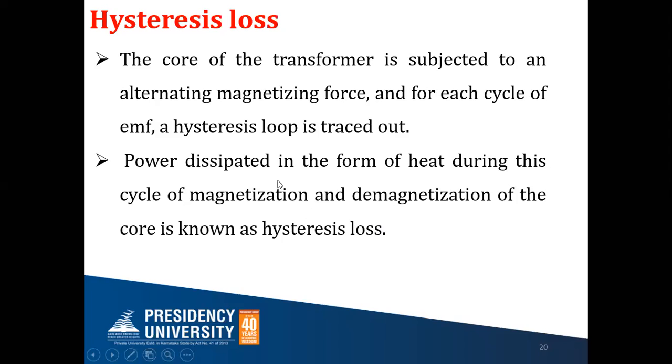It is mentioned as power dissipated in the form of heat during the cycle of magnetization and demagnetization of the core. Means first it will go in one direction, and that time it will be in the magnetization form. Next time, in another direction, it will be in demagnetization. Why? Because this flux is of the nature of AC, an alternating one. It is alternating because the current is alternating, and at the same time the input voltage is also alternating, so it has two directions. One time it will be magnetized, the second time it will be demagnetized. That form of heat, or power loss, we call hysteresis loss.